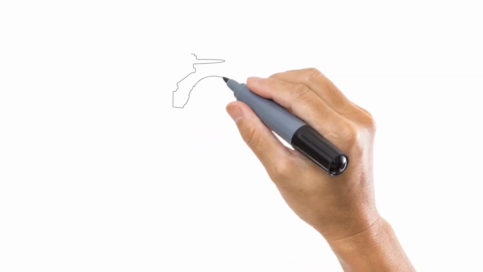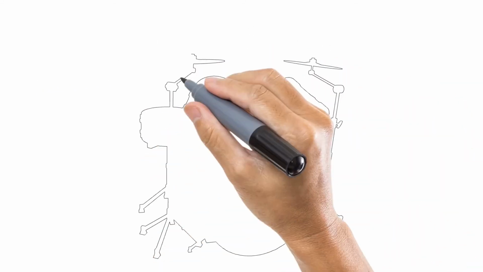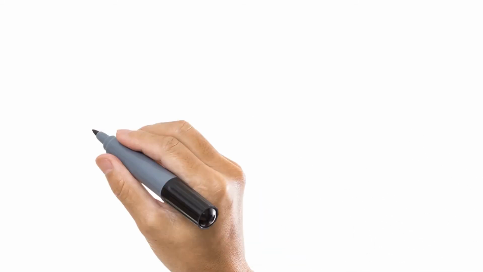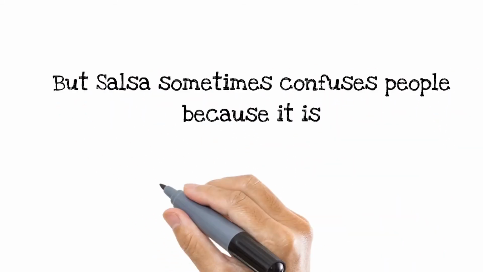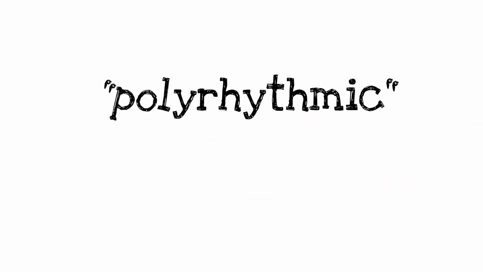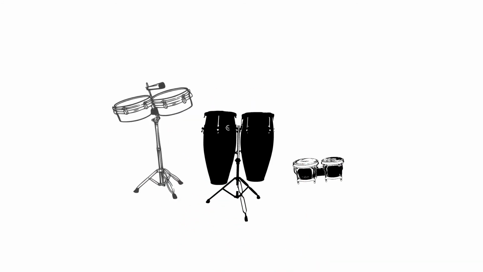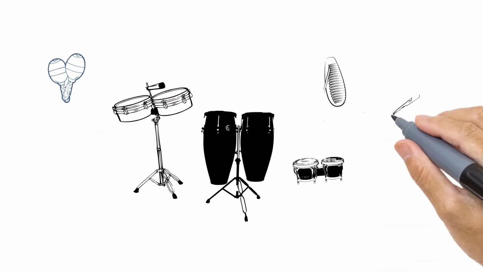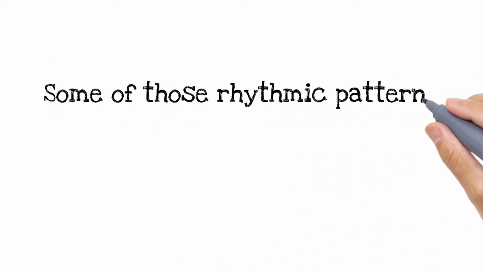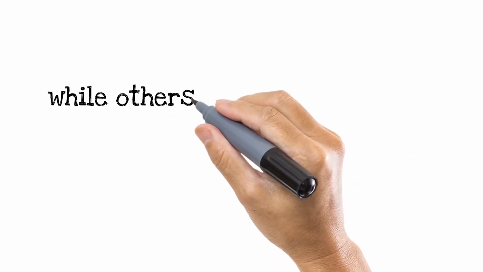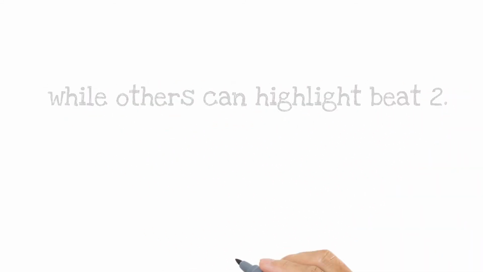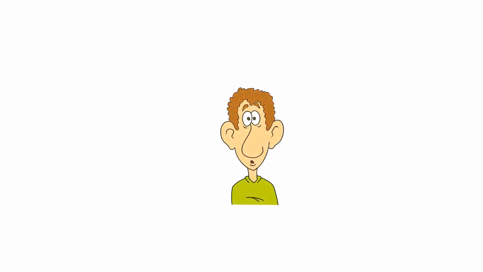And many genres of music commonly have just one main percussion instrument that provides the primary rhythm of the song. But salsa sometimes confuses people because it is polyrhythmic. This means that there isn't just one main percussion pattern, but several, all playing different rhythmic patterns on top of each other. And some of those rhythmic patterns can highlight beat 1, while others can highlight beat 2. Therefore, it can be confusing to know which rhythmic pattern to listen to, and it's important that our feet follow some kind of consistent rhythm when dancing.